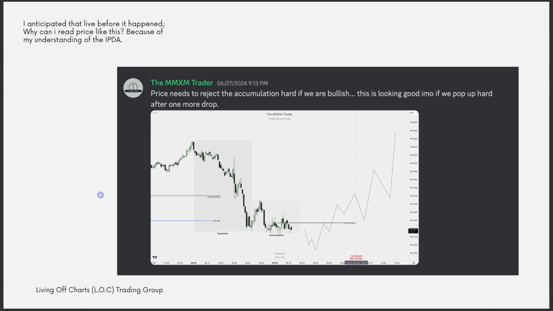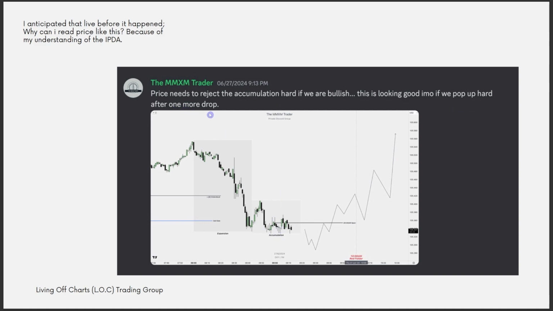Now we anticipated that live before it happened. So why can we read price action like this? Because it's the understanding of those IPDA market cycles, right? So you can see here as well, the MMXM trader posted this. Price needs to reject the accumulation hard if we are bullish. This is looking good, in my opinion, if we pop up hard after one more drop.